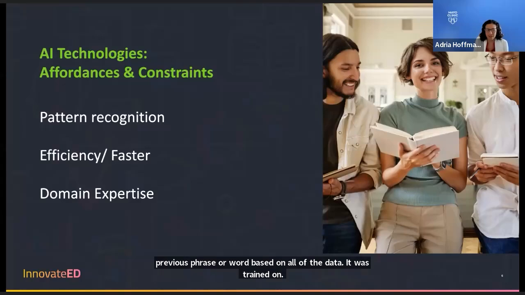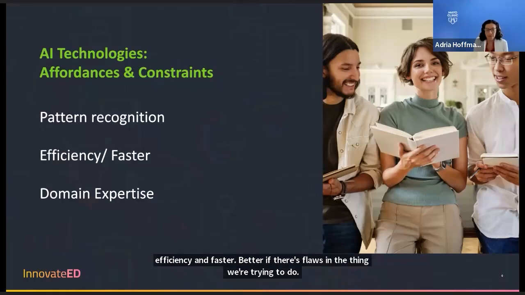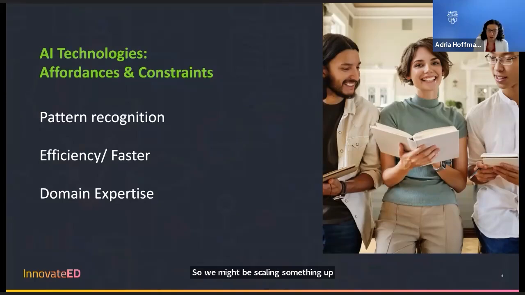It can do things that are efficient and faster, but we also have to ask, is efficiency and faster better if there's flaws in the thing we're trying to do? So we might be scaling something up that is inherently flawed, or we could be making our work lives more productive. We also need to consider domain expertise. If we're asking a machine to compute an output, which is essentially what an AI tool does, and it's something we're not familiar with, then we need to partner with somebody who has that domain expertise to make sure that that output is of high quality.